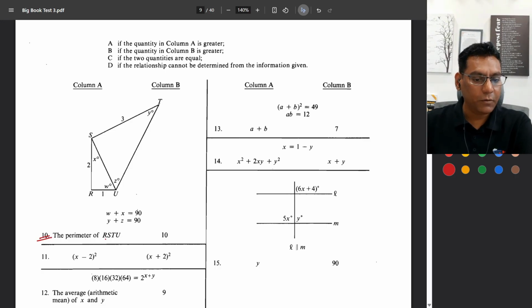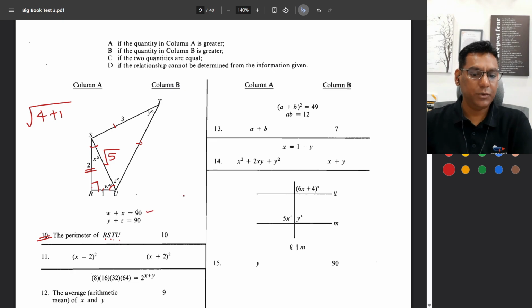The perimeter of RSTU, that is RSTU. So I know this, I know this, I know this. I just need to find out this. Let's see. W plus X, where is W? W plus X is 90. If W plus X is 90 degrees, that means this has to be 90 degrees. So this is a Pythagorean triangle. So that means SU is going to be the square root of this square plus this square. So that is 4 plus 1. So SU is going to be root 5.